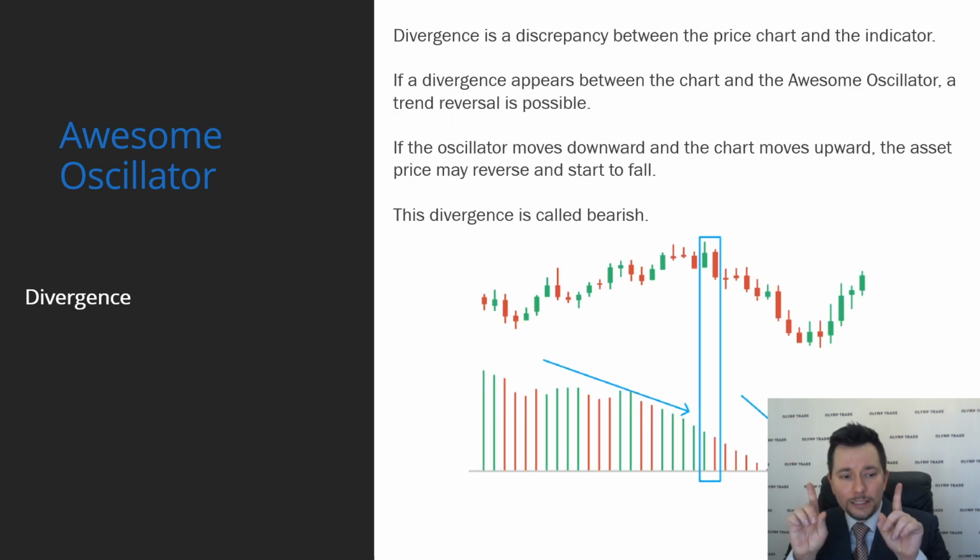Now, keep in mind, indicators also give us a very important clue: divergence. If there's a big divergence between what price is doing and what the oscillator is doing, remember that price sometimes lies. We have false breakouts, we have false movements, and so the indicator in this example is giving us a bearish divergence. Price keeps climbing up, yet slowly, and then the divergence appears as the Awesome Oscillator goes down. And so when we see this, it is very likely that that trend that looks very weak is going to reverse. If the oscillator moves downward and then the chart moves upward, the price may reverse and start to fall. This is called bearish divergence.